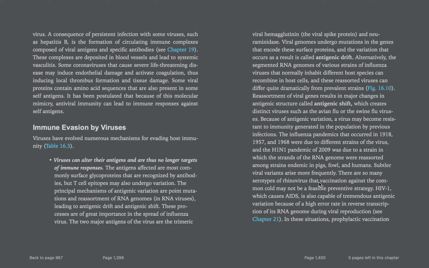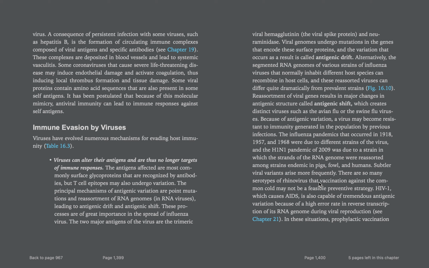A consequence of persistent infection with some viruses such as hepatitis B is the formation of circulating immune complexes composed of viral antigen and specific antibodies. These complexes are deposited in blood vessels and lead to systemic vasculitis. Some coronaviruses that cause severe life-threatening disease may induce endothelial damage and activate coagulation, thus inducing local thrombus formation and tissue damage.